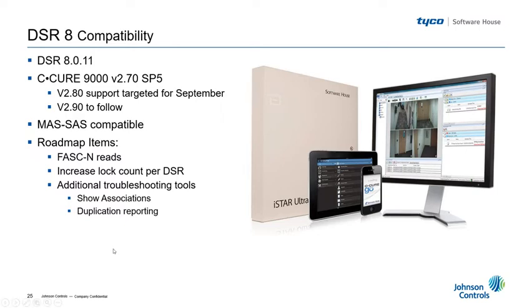And we all do have a roadmap. We continue to improve it. We do want to add support for government card reads called FASTKins, increase some lock counts, and then we want to add the show association, so you can right-click on the ASSA lock and show all the clearances that are associated. Maybe some duplication reporting, troubleshooting tools. These are some feedback items from our tech support guys as they've been using the driver.